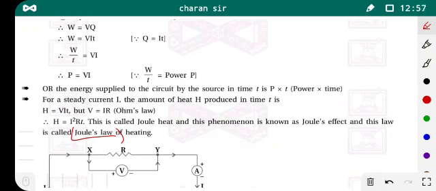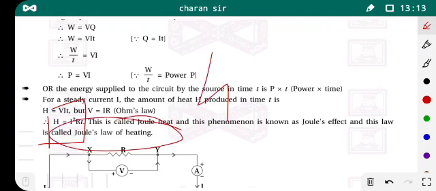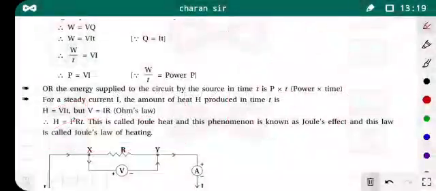This is a most important question, a 3 to 4 mark question. Derive the equation for Joule heat and explain Joule's law of heating. This is a 4 to 5 mark question, mostly. So now we stop here. Thank you.